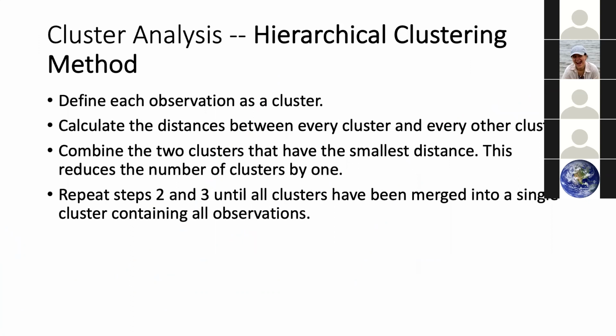The method utilized is hierarchical agglomerative clustering. The algorithm is as follows. Define each observation as a cluster, calculate the distance between every cluster and every other cluster. Combine the two clusters that have the smallest distance. This reduces the number of clusters by 1. Repeat steps 2 and 3 until all clusters have been merged into a single cluster that contains all observations.